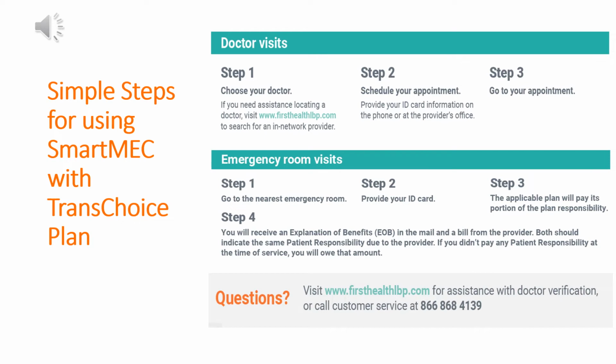Emergency room visits. Step 1, go to the nearest emergency room. Step 2, provide your ID card. Step 3, the applicable plan will pay its portion of the plan responsibility. Step 4, you will receive an explanation of benefits in the mail and a bill from the provider. Both should indicate the same patient responsibility due to the provider. If you didn't pay any patient responsibility at the time of the service, you will owe that amount.